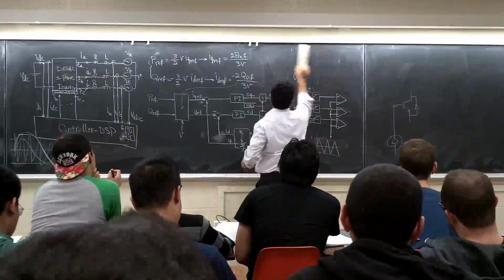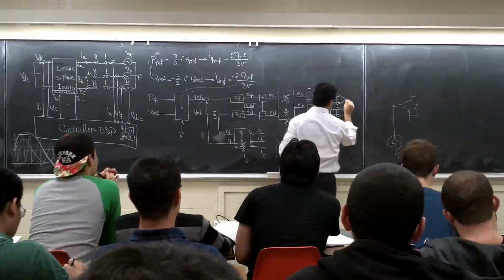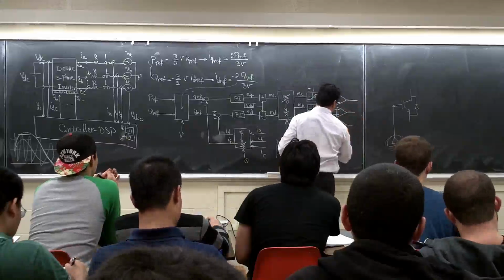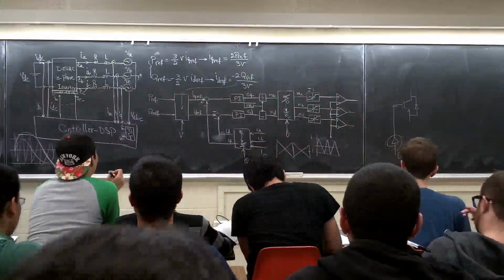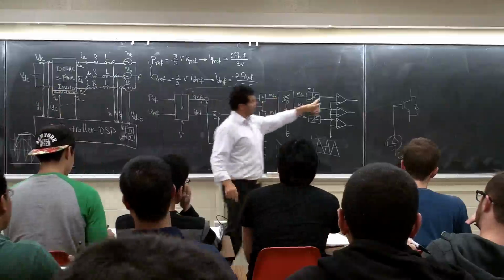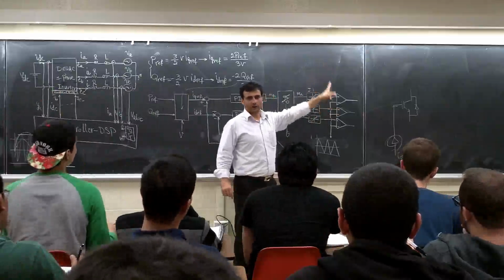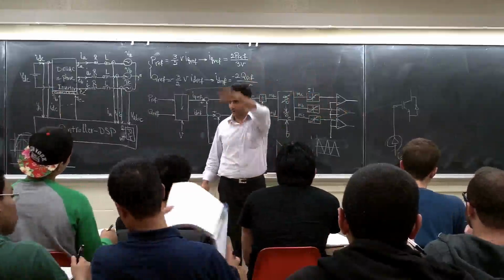Now, what are these things? Output here. Is it a comparator, right? If that one is more than this one, it is high. If it's less than this one, it is low, right? 1, 0, 1, 0, 1, 0.